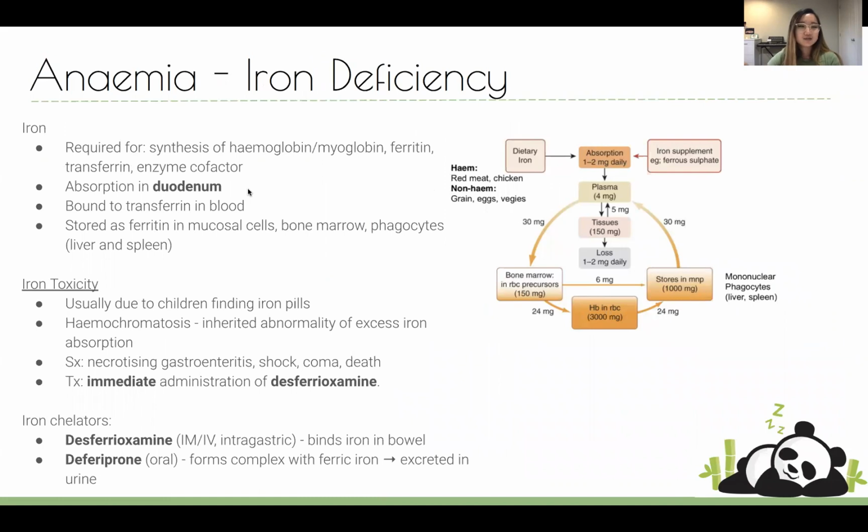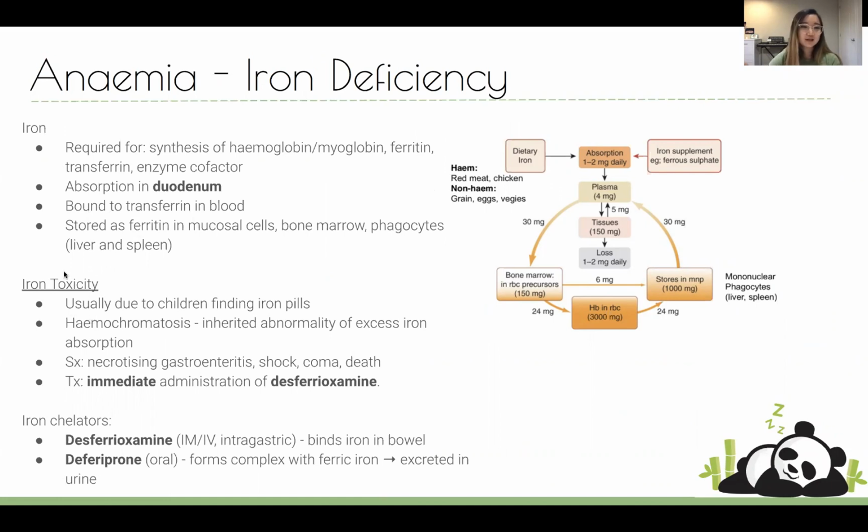So iron is required for a lot of things. It's absorbed in the duodenum, which we covered a lot, and it's bound to transferrin in blood, and it's stored as ferritin in cells, especially in the liver and spleen.